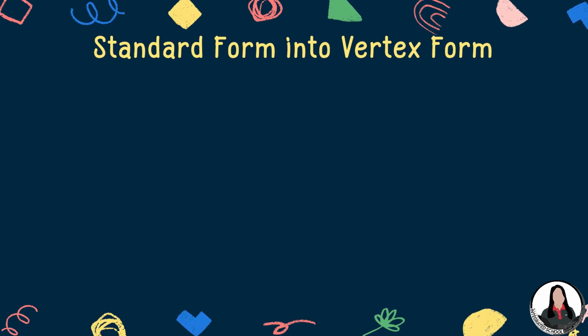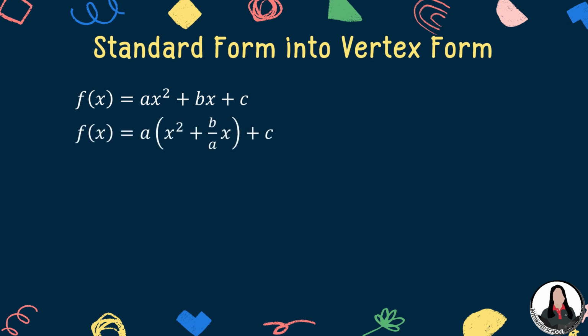Okay, so we are asked to transform standard form into vertex form. The standard form is f of x equals ax squared plus bx plus c. First, i-derive natin kasi we have to do the derivation para maging vertex form siya. So, ganito yung process niya. So, our standard form, kailangan muna natin na isulat siya into a multiplied by the quantity of x squared plus b over a x quantity plus c, wherein we have factored out a from the first two terms of our quadratic function.